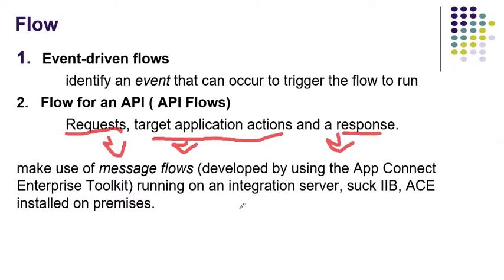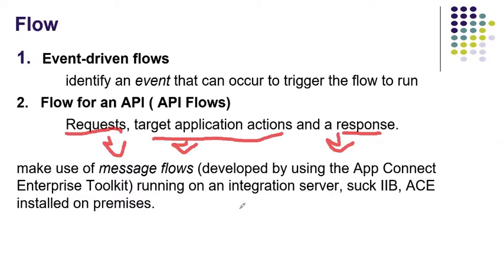After developing your flows, let's say you create your application, you create your flows, and you want to deploy your applications. So now, you can deploy your IBM App Connect designer flows and APIs to your integration server. If you have created your flow in your App Connect designer, what are the steps you need to perform in order to deploy your flows into your integration server?